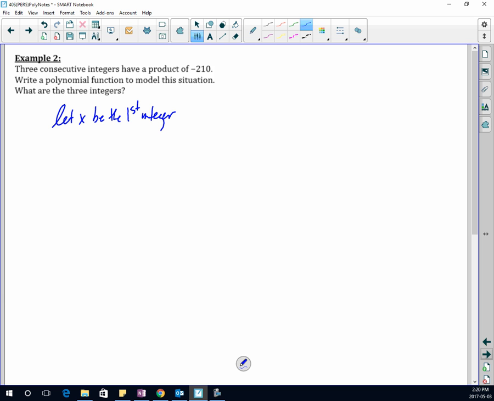Not y. X plus 1. And the next one would be x plus 2. Yes? Does everybody see? Those are 3 integers in a row. You could have also had x minus 1 and x minus 2. Yes? Okay, so now the product. So we need to come up with a product. So if I multiply those 3 integers together, I will get x times x plus 1 times x plus 2.